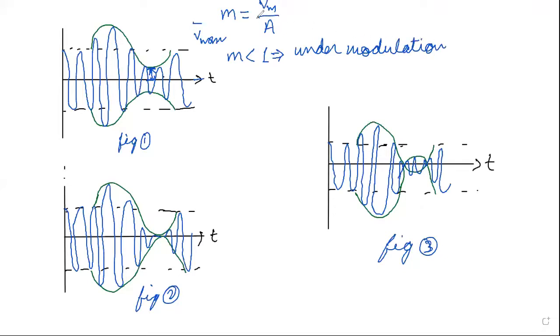So Vm by A, this ratio is known as the modulation index. For this case, the maximum amplitude of the modulating signal is less than the maximum amplitude of the carrier signal, so m should be less than 1. In the second case, you can see that both the signals are touching each other, on the positive side and the negative side.